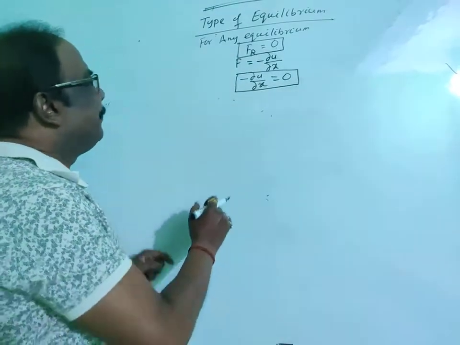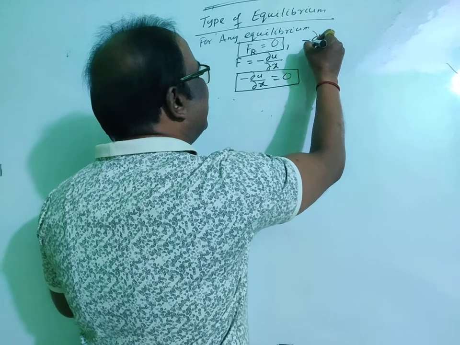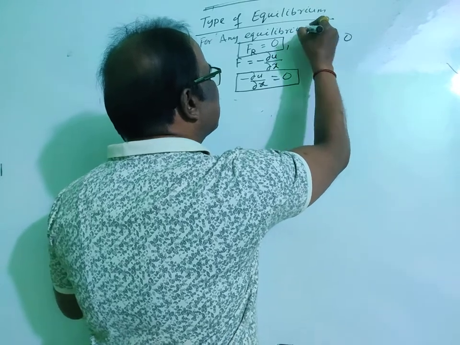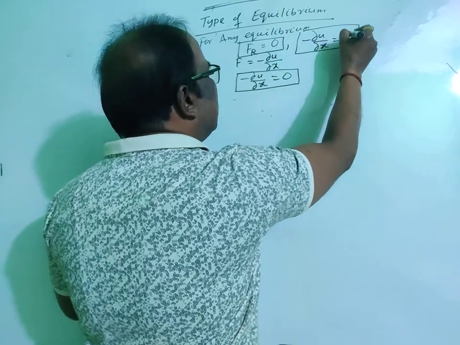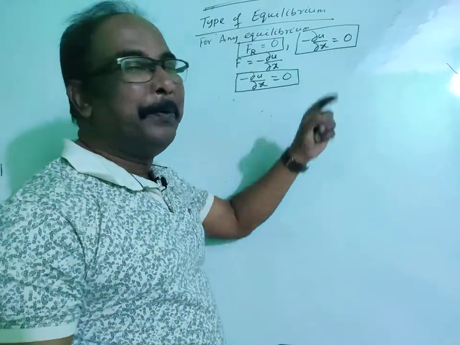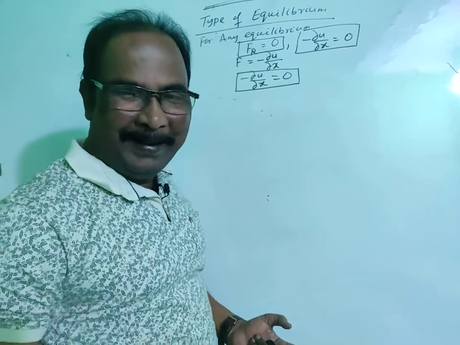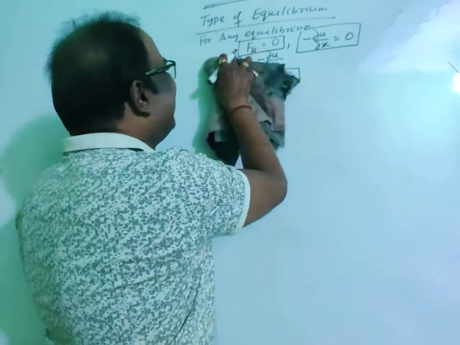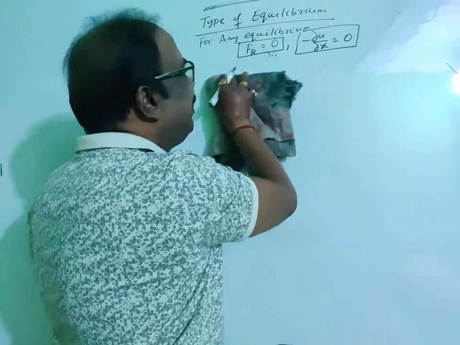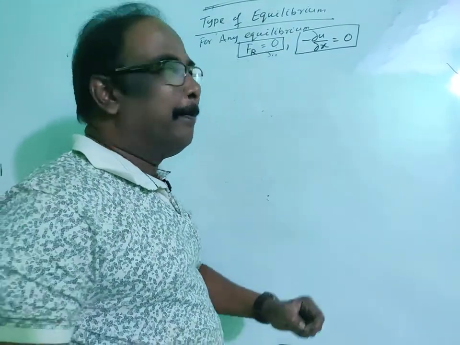I am writing here the other condition, minus dU by dx, considering the x-axis, is equal to 0. You may consider the y-axis, z-axis, or in general minus dU by ds. Is it clear? Fine. These are two basic conditions for any equilibrium. Then we will go to types of equilibrium.